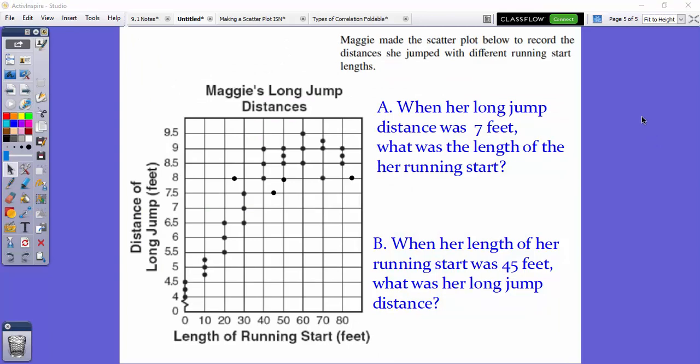Okay, next one. Maggie made the scatter plot below to record the distances she jumped with different running start lengths. So we can see the length of her running start on the x-axis, so how far she ran before she jumped. The y-axis is the distance of the long jump, so from when she took off the ground to where she landed. Question A says, when her long jump distance was 7 feet, what was the length of her running start? So I'm going to give you a couple seconds to figure that out.